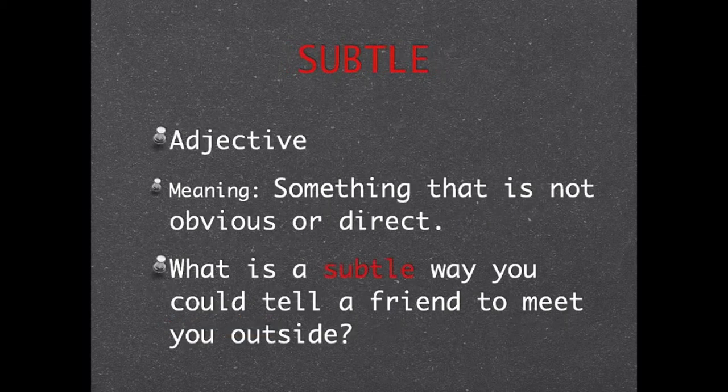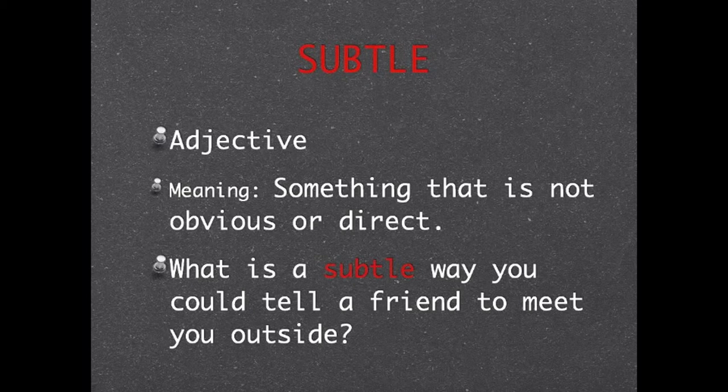The next word on the list looks a little bit difficult to pronounce. That's because it has a silent B, so it might be difficult to sound out. This word is subtle. Let's say that word again. Subtle. Subtle is an adjective. Write the meaning for subtle on your vocab sheet. Something that is not obvious or direct. So, something subtle might be hard for you to notice at first.